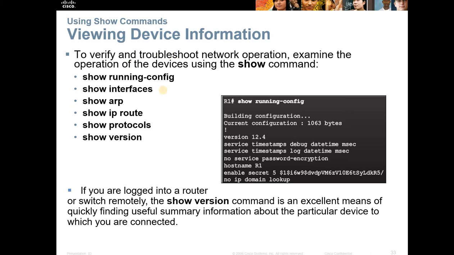Next one is show version, which displays the hardware unique information here. So if you log into the router or switch remotely, the show version command is an excellent means for quickly finding useful summary information about the particular device to which you are connected.